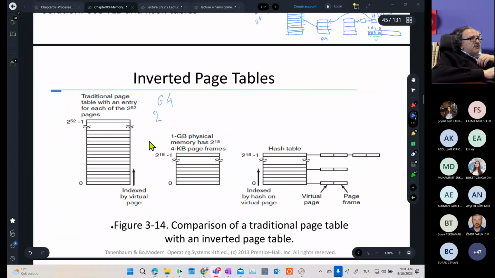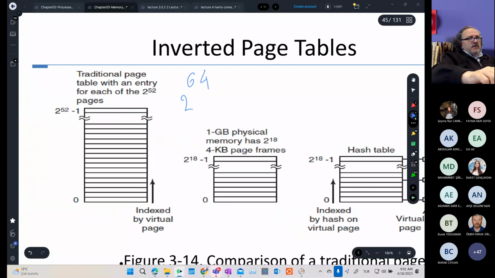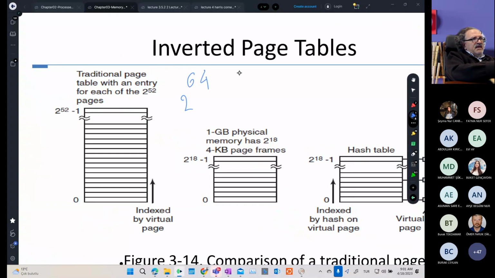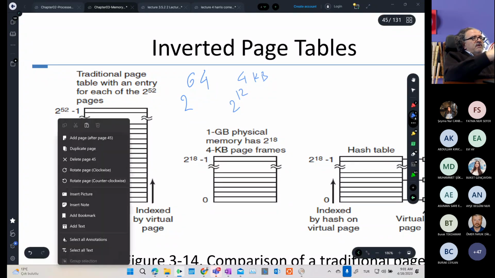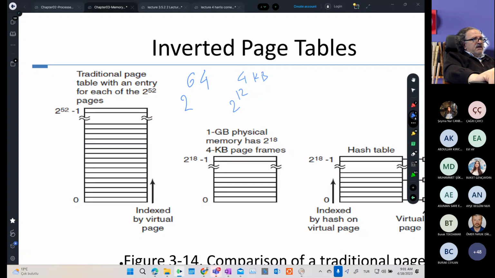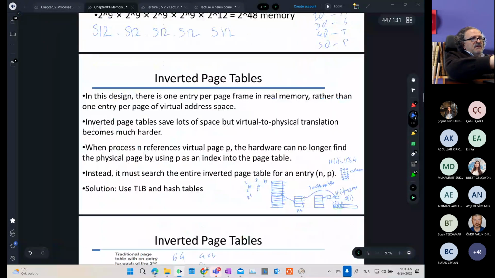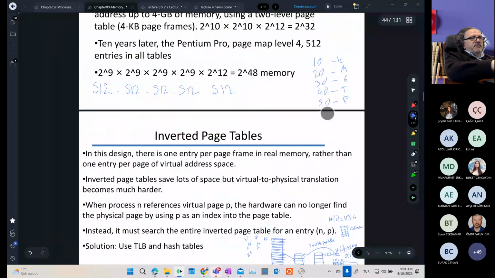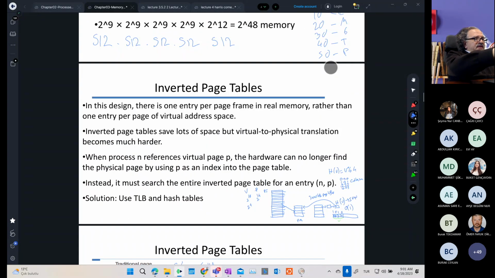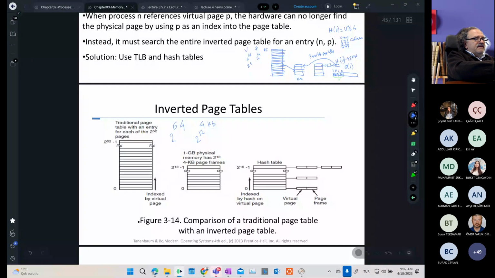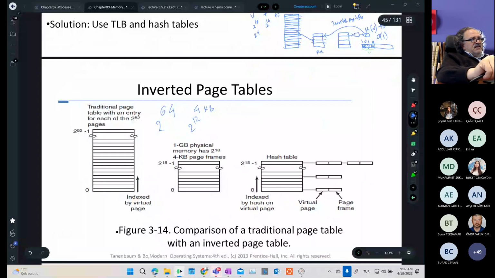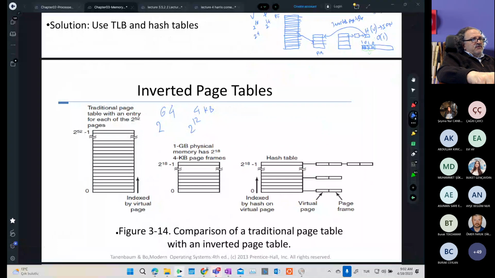Good. Okay, so 64-bit computer. My page sizes are like 4 kilobytes, so it is 2 to the 12. That means I need 2 to the 52 page table entries. This is a very large page table. We are talking about 4 peta entries, 54 peta entries, right? You can't fit this into any memory. So what are you gonna do?